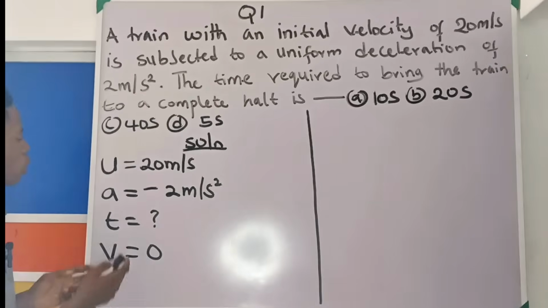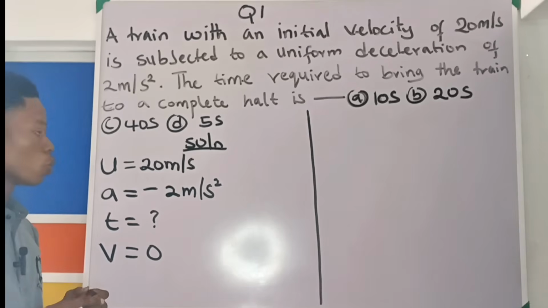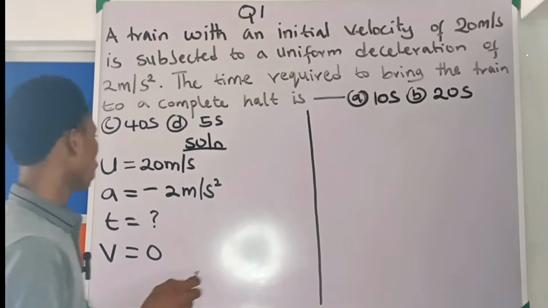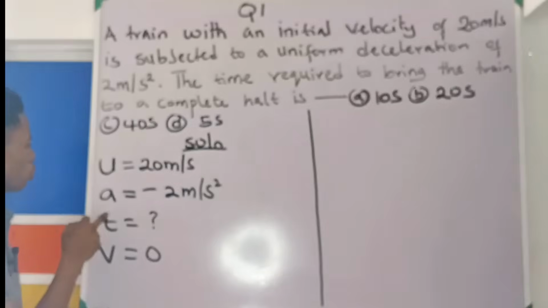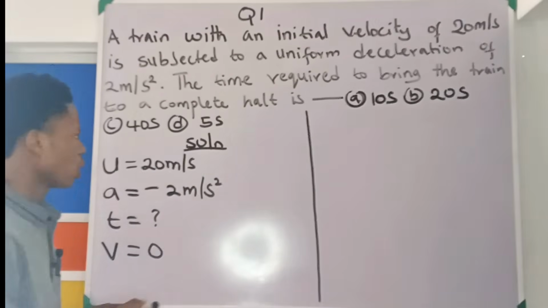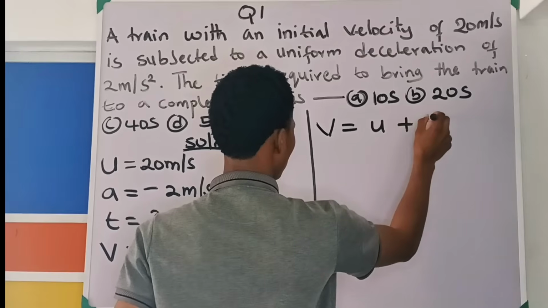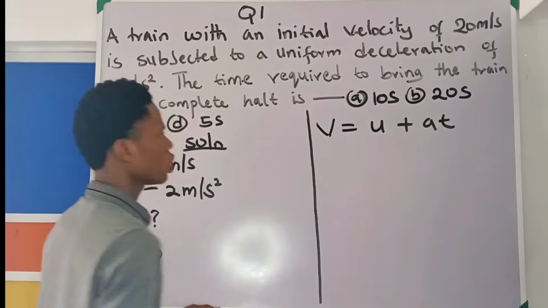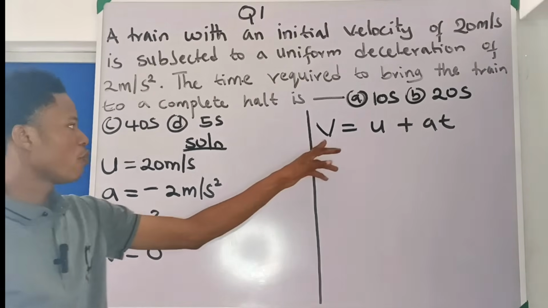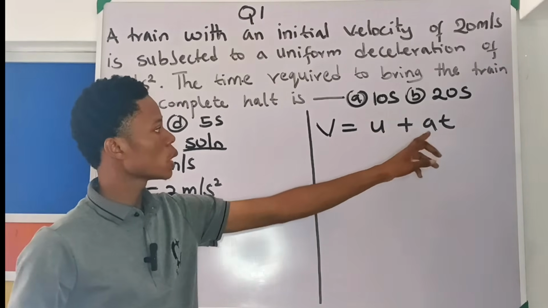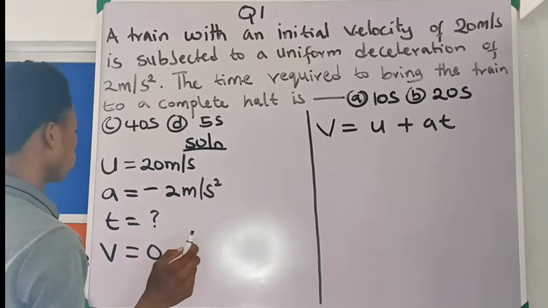If you look at all these very well, you can observe that it is one of the equations of motion we use. And in this case, which equation of motion will be relevant here? We have u, we have a, we have t, we have v. Have you seen an equation like this? v equal to u plus at. This is the first equation of motion. v equal to u plus at, where v is the final velocity, u is the initial velocity, a is acceleration, and t is time. Now we just substitute and we continue.